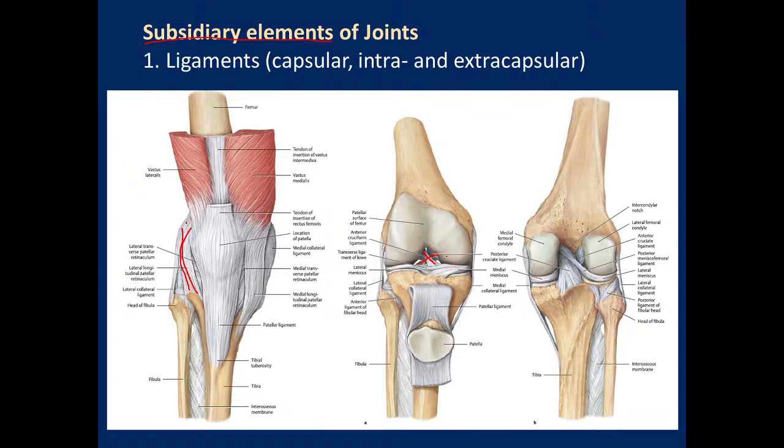By the way, these two ligaments inside of the knee joint we call cruciate ligaments because they cross each other like a cross, like a cruciate. We distinguish the anterior cruciate ligament and here visible the posterior cruciate ligament of the knee joint.